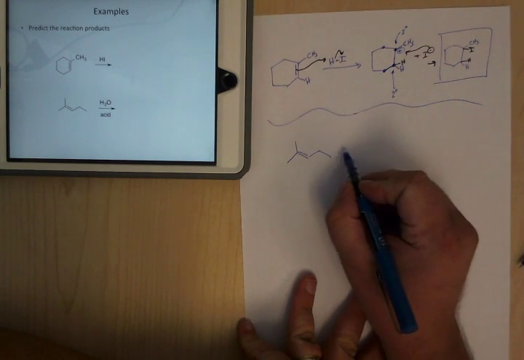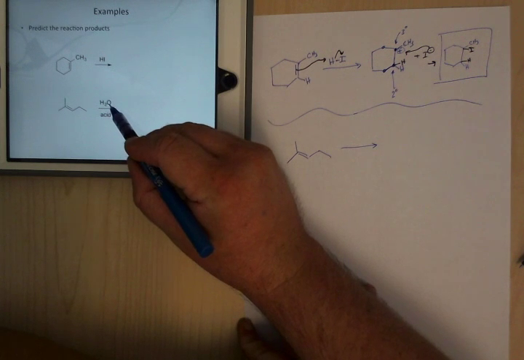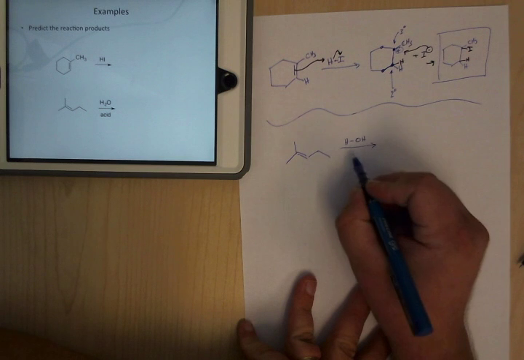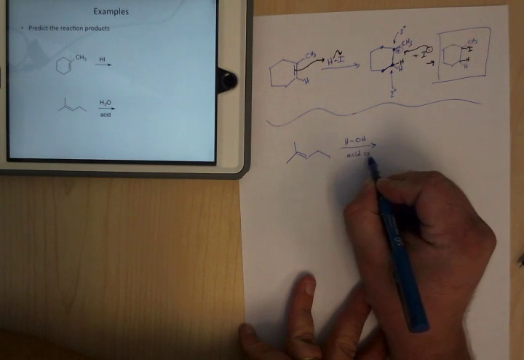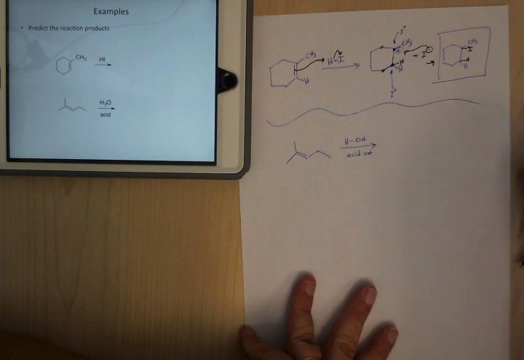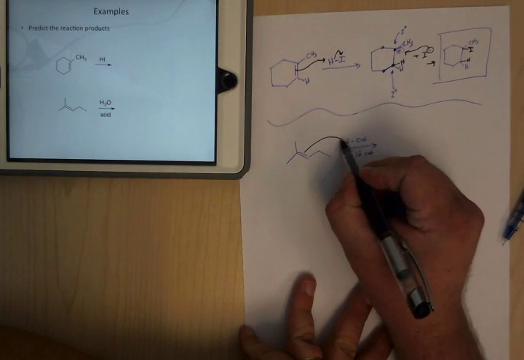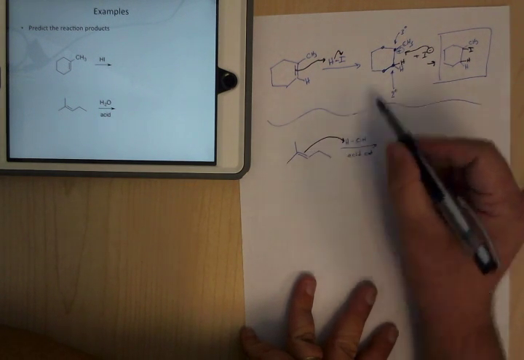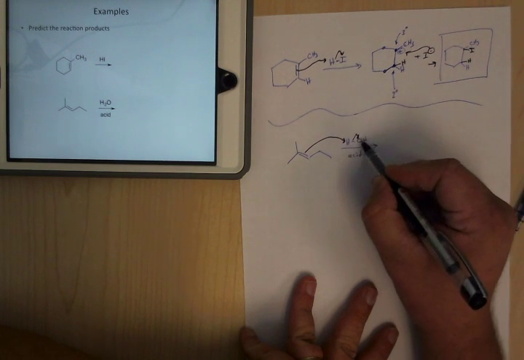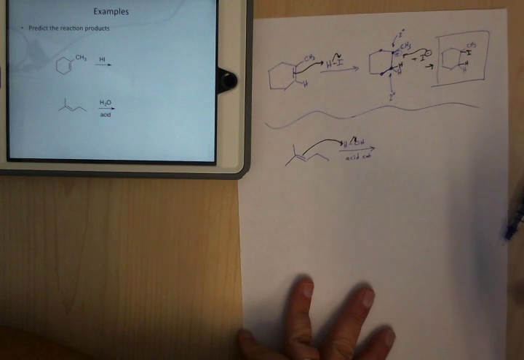Okay, so the important part: you're adding water, and don't think of water as H2O. Think of it as HOH. And then you have an acid catalyst, so that's below. This is what we're adding. So it's just H plus something. So it's H, and you're kicking that away.